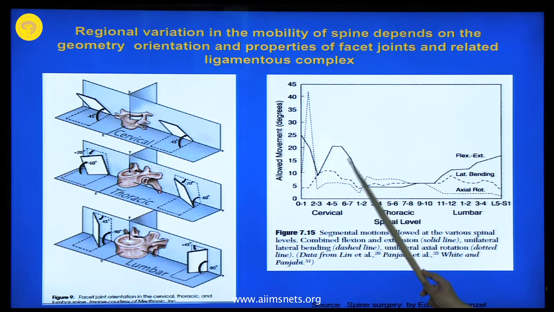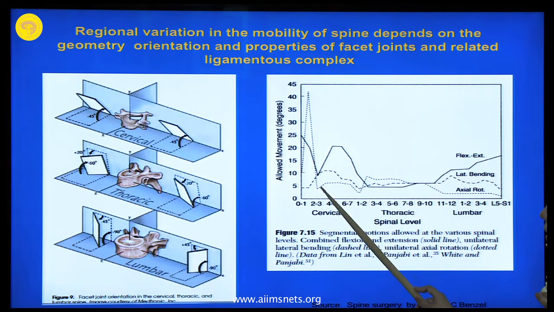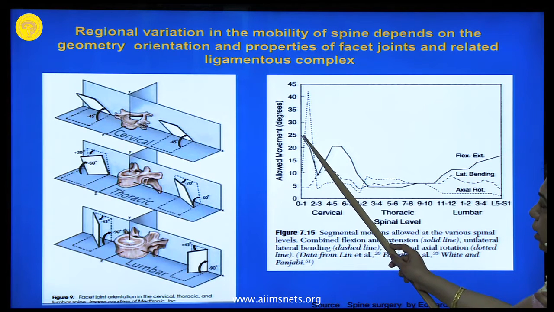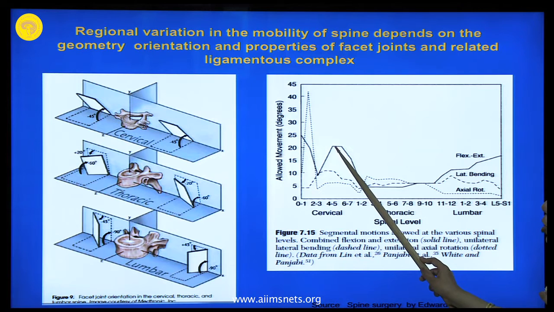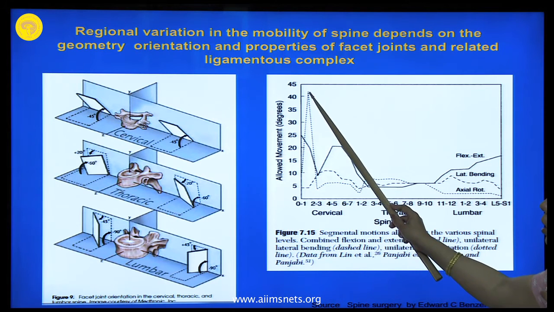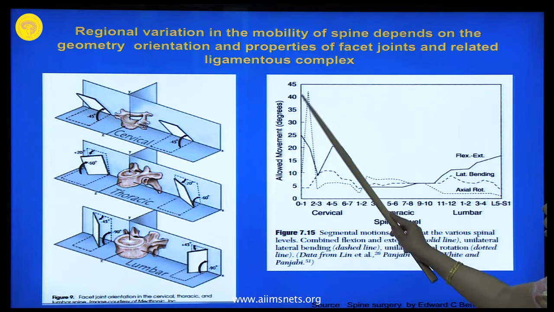Whereas, the flexion extension movement was much more in the cervical region, more in the atlanto-occipital joint, decreases at the C2, C3 level, but again in the subaxial spine we see an increase in the flexion and extension movement. Rotation is maximum at the atlantoaxial joint because of the geometry here, around 43 degrees.